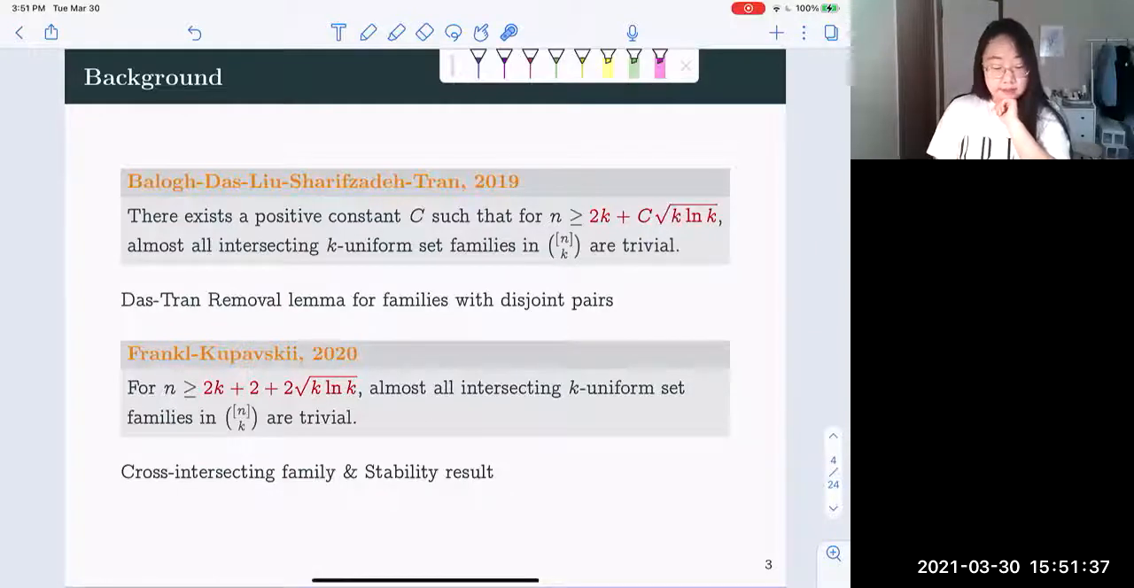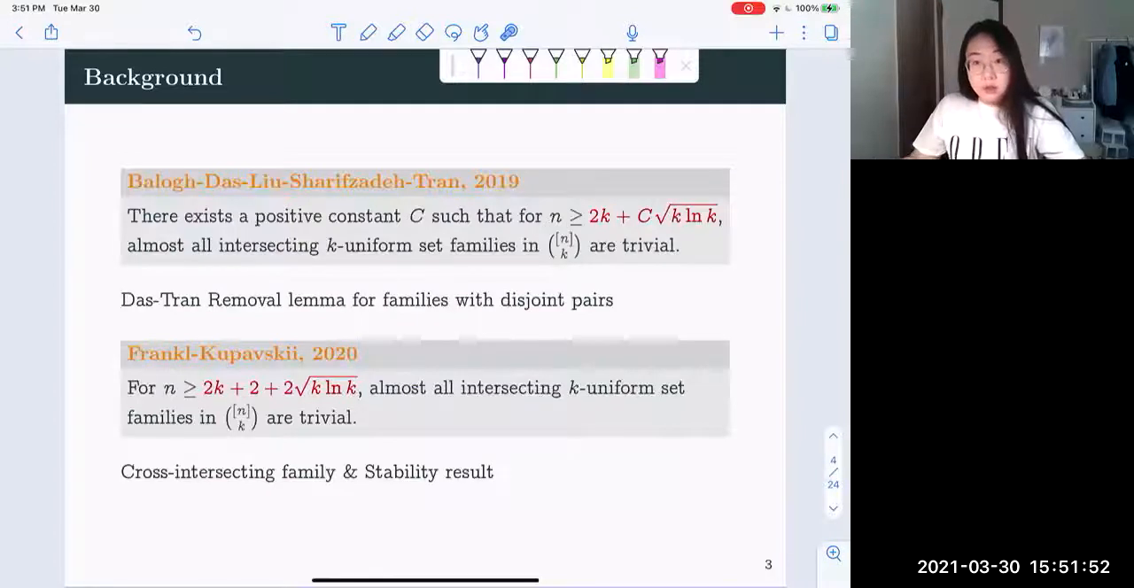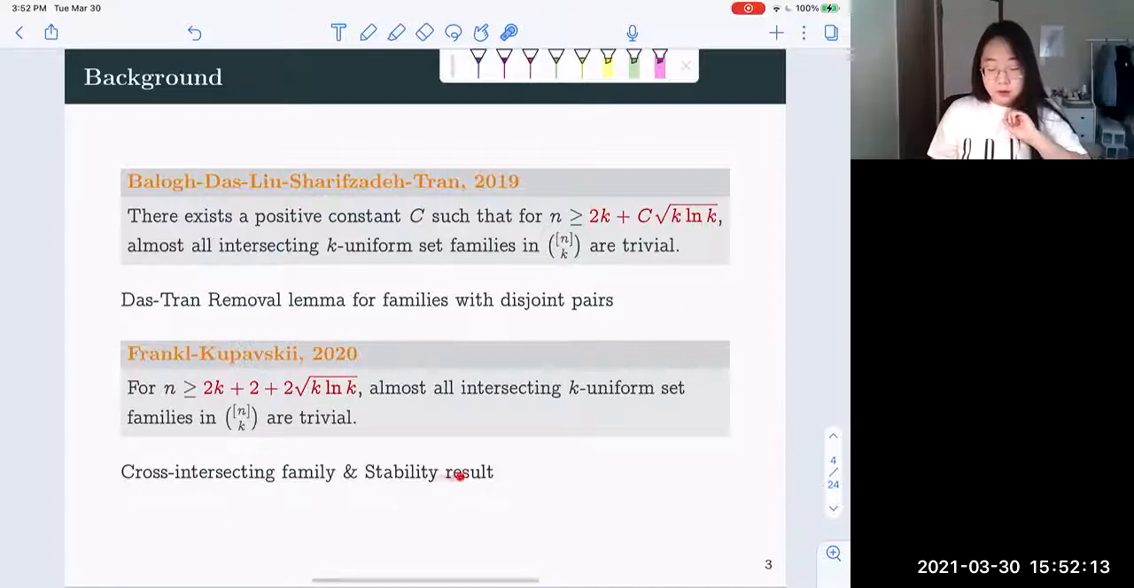Around the same time, another group, Frankl and Kupavskii, proved similar results with a stronger constant. Instead of c, they have a 2 here. Although these two papers appeared around the same time, they use totally different methods. The first group used the Das-Tran removal lemma for families with disjoint pairs, which I will mention later. The second group transferred the intersecting family problem to a problem about cross-intersecting families, and the stability results on cross-intersecting families were very helpful in pushing the work forward.